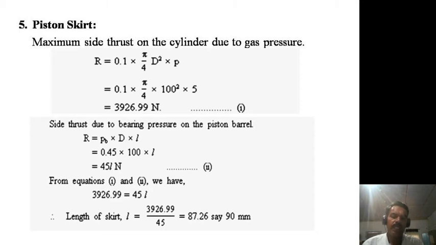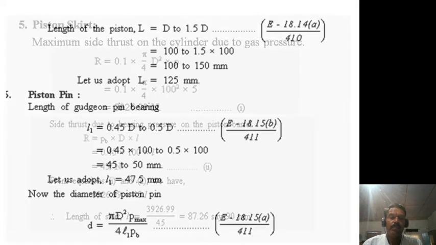So take it as outside. Therefore L is equal to this much divided by 45. So finally you will get the length of the skirt, that is L. So L is equal to 87.26. So now we can make it a round figure, that is 90 mm. So like this it completes.